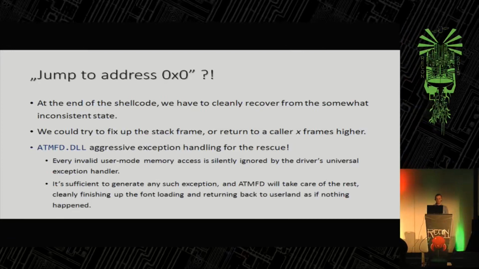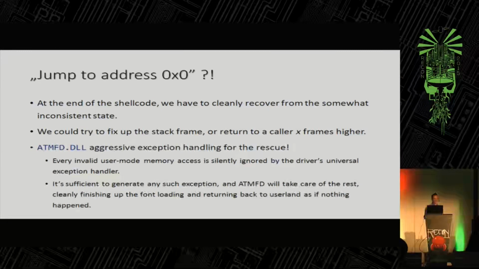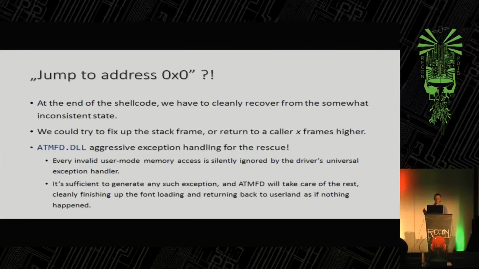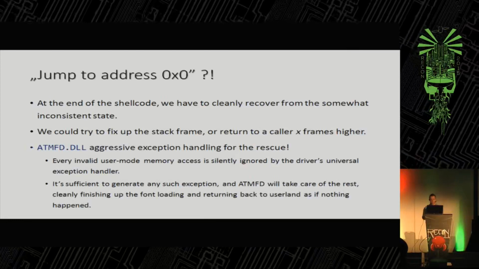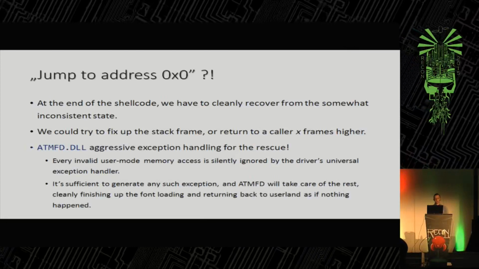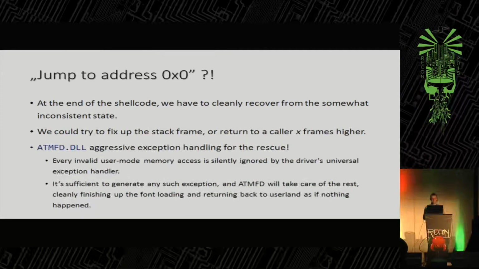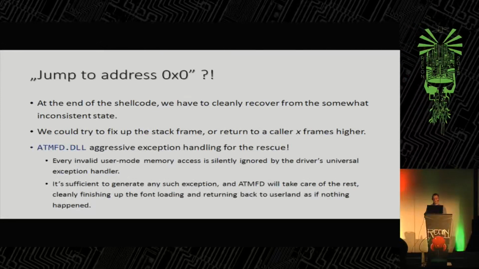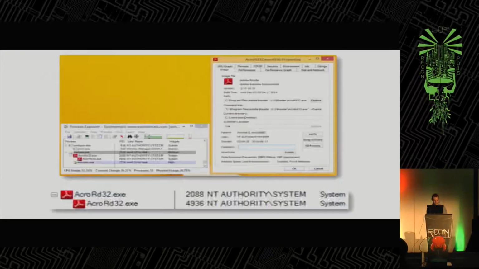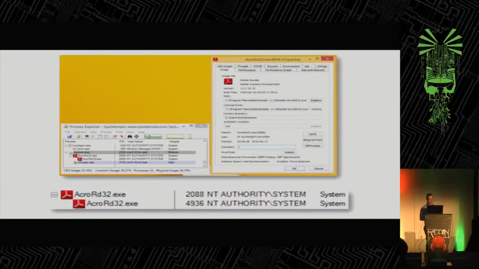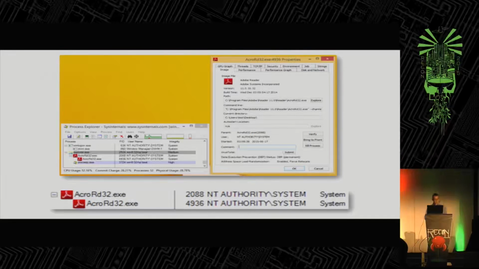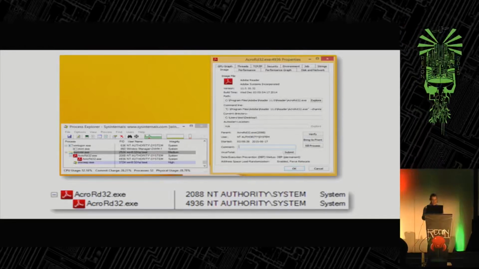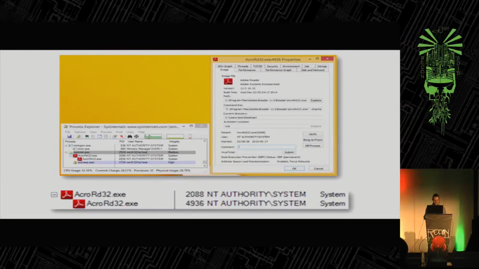So it's actually not very nice for people that are fuzzing, for example, OpenType fonts, because if there was ever an exception that resulted in invalid user mode memory, the fuzzer would never know about it. But on the other hand, it's quite convenient for us here, because we can just jump to address 0, and ATMFD will take care of the rest and return to user mode as if nothing happened. We can see that it worked as well. The payload, once executed, actually elevated the privileges of the two processes of Adobe Reader.